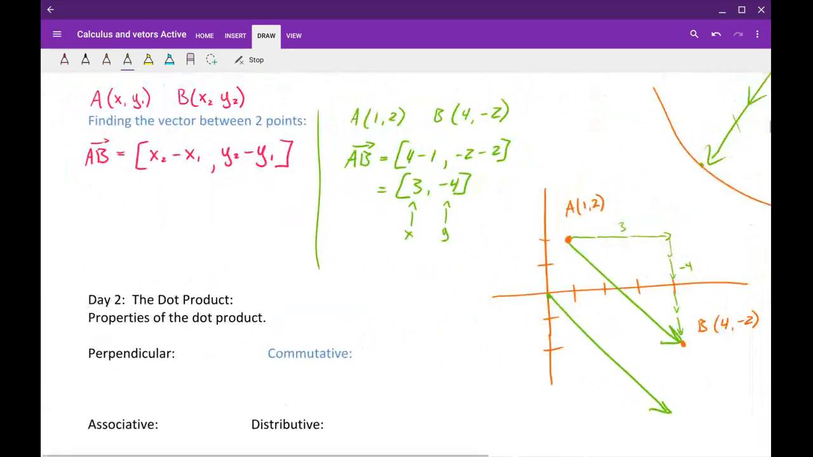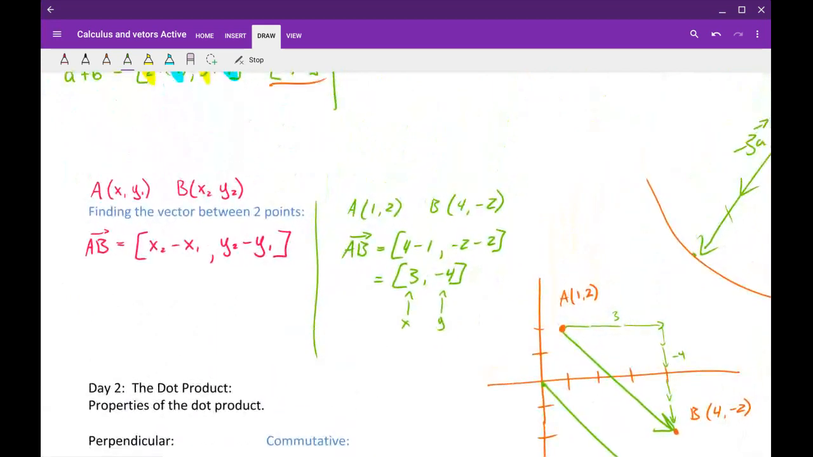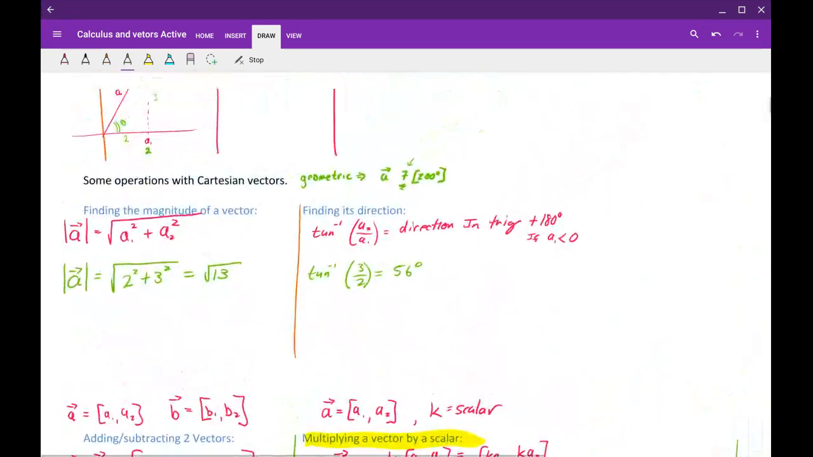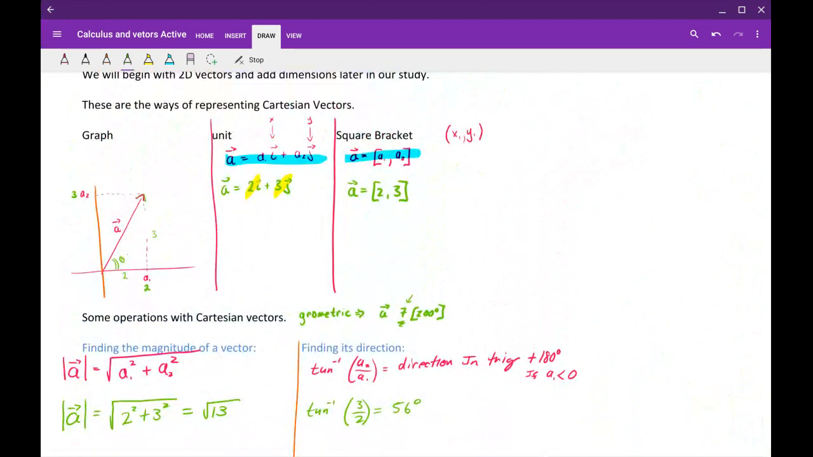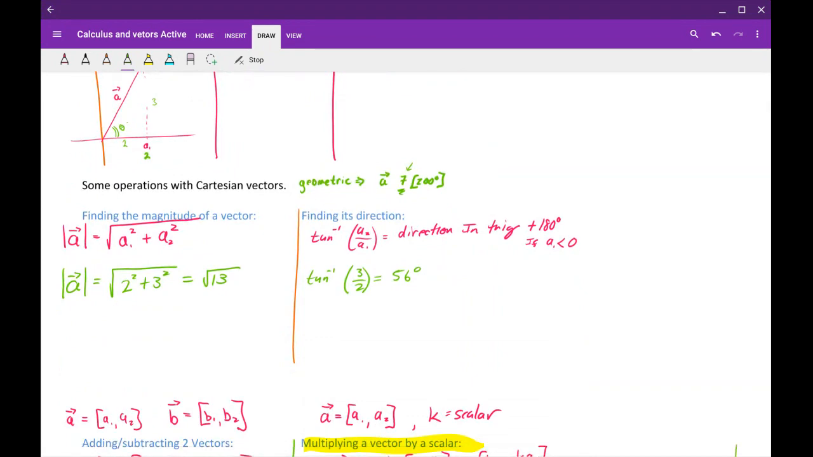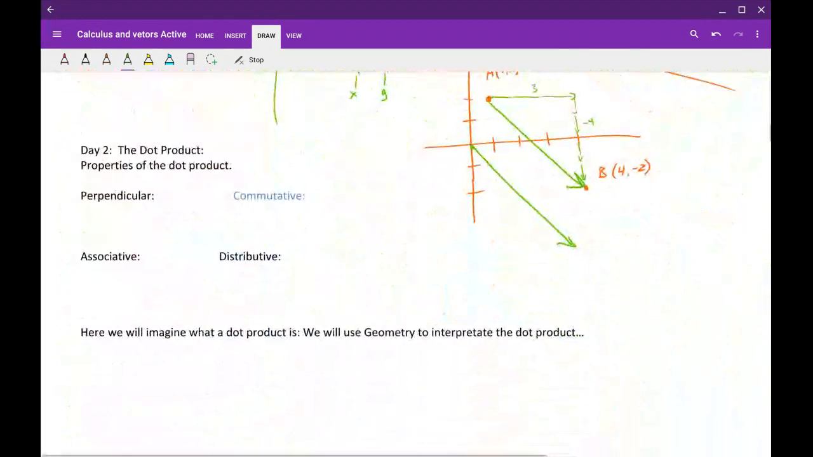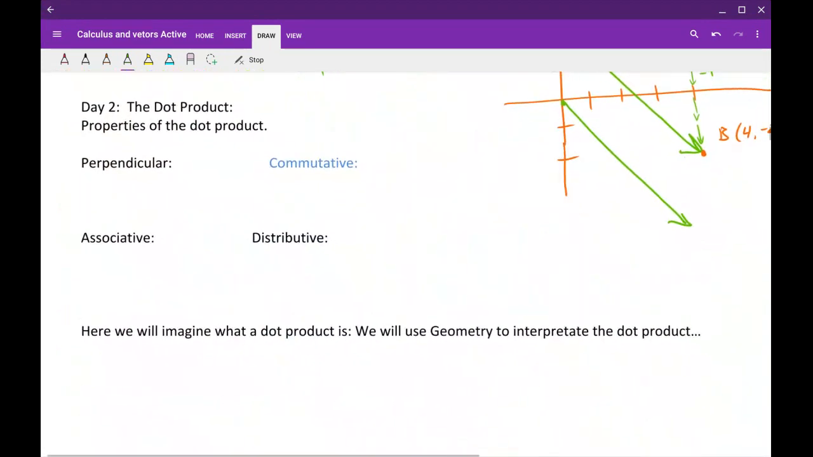So that's the introduction to Cartesian vectors. What we're trying to get ourselves accustomed to is using this new square bracket notation, and how the Cartesian vector is really just a vector that focuses on the x and y components. For the first section, you're going to be practicing finding directions and magnitudes, adding and subtracting, and things like that. Tomorrow, or in the next note, we'll talk about what the dot product is.